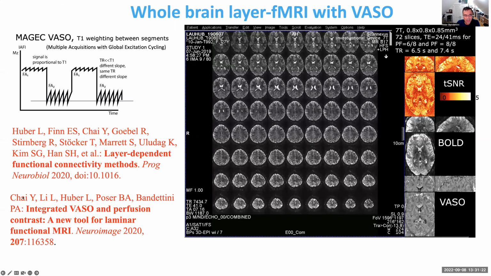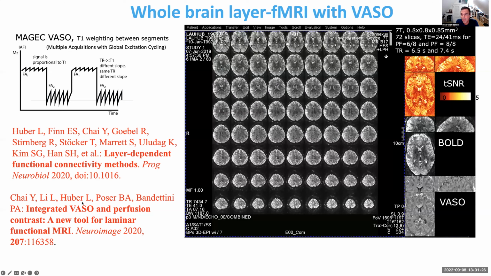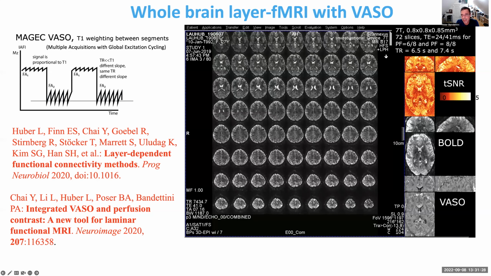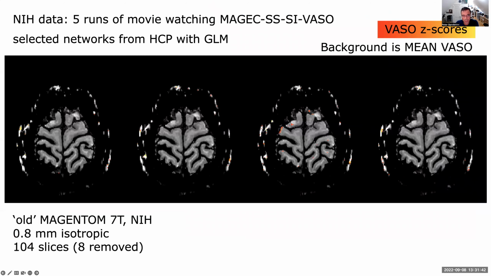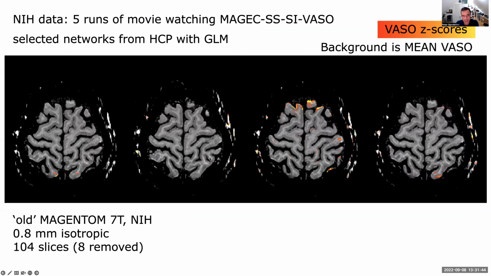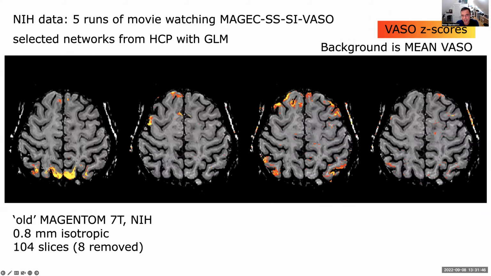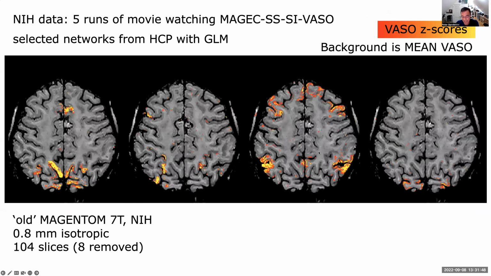I have to mention also, Yuhui Chai has developed a new tool called VAPER. It's a slightly different contrast mechanism that I won't get into, but it also works at whole brain, and it's very sensitive. It's a combined VASO and perfusion that helps boost the signal a little bit without sacrificing specificity. And this is just what the whole brain images look like. It's really nice. You can see layer activity in the whole brain.